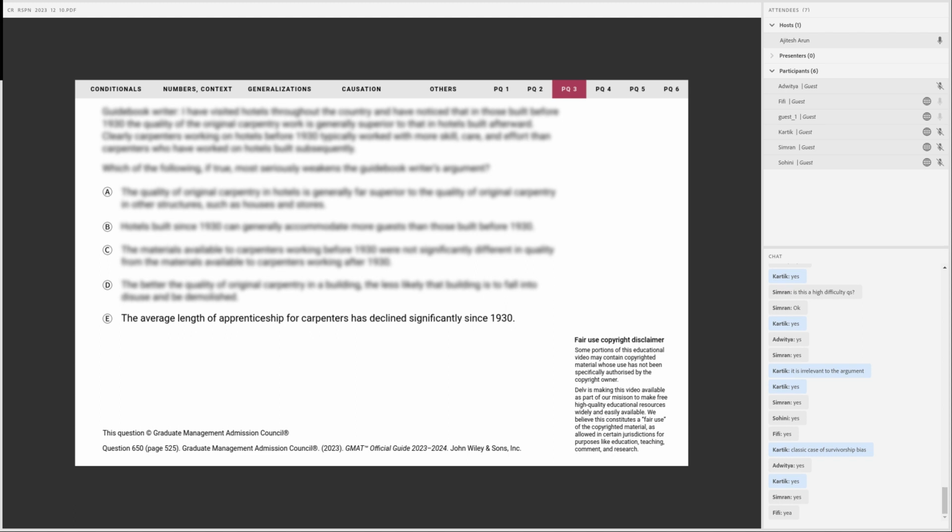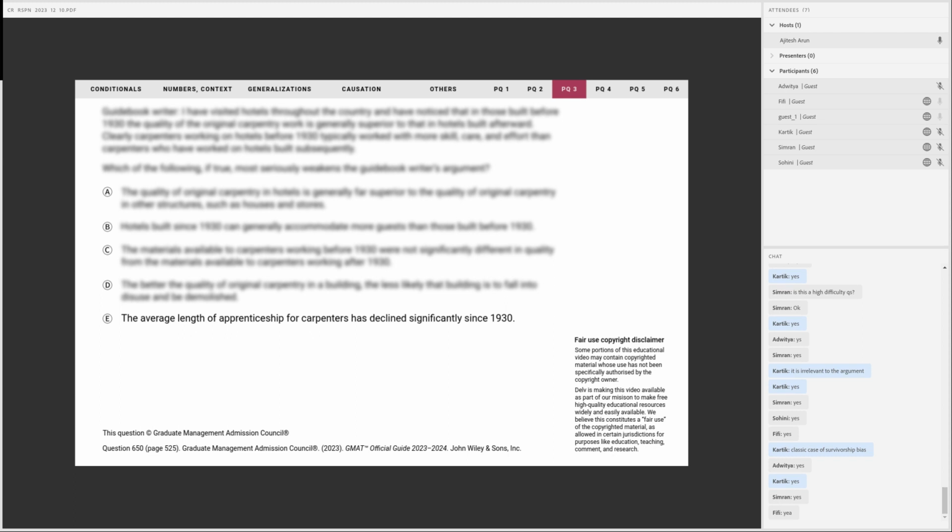Now let's start with Simran's point. Simran's basically telling us that if the average length of apprenticeship, so what is apprenticeship? It's your training period, right? If the training period has declined significantly, again, let me stress this, significantly, then you would expect the carpenters nowadays to be less capable of skill, care, and effort. So option E seems to be strengthening the guidebook writer's argument. It's the opposite of what the question is asking us to do.